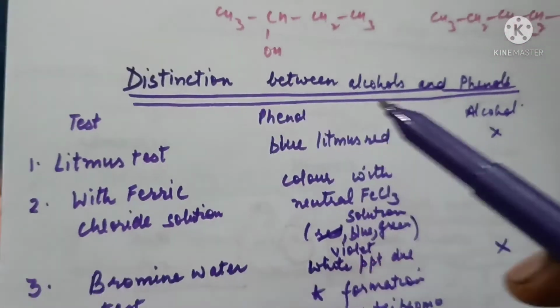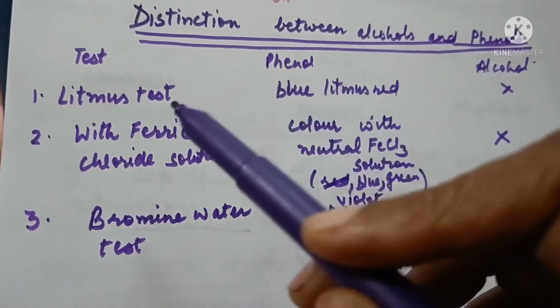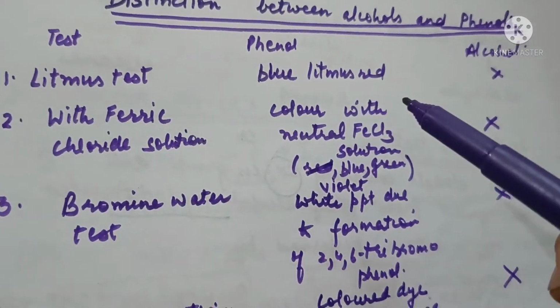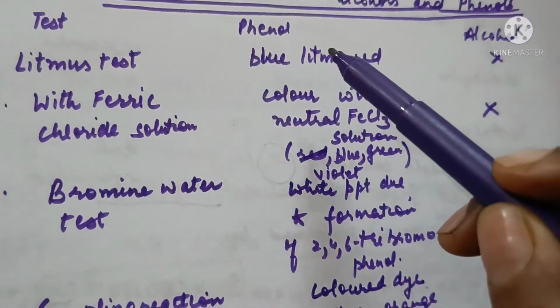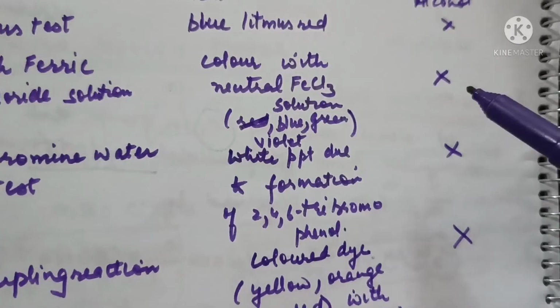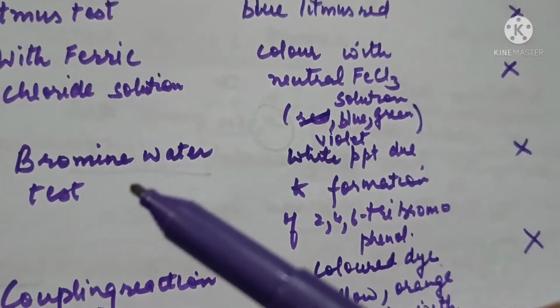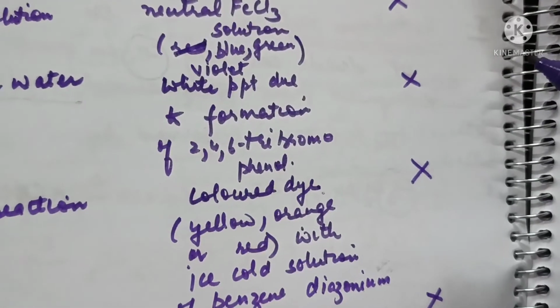So next is distinction between alcohols and phenols. Phenols give litmus test and turn blue litmus red. Alcohols do not give this test. With ferric chloride solution, phenols give colored solutions, whereas alcohols do not give this test. With bromine water, phenols give white precipitates. Alcohols do not give this test.